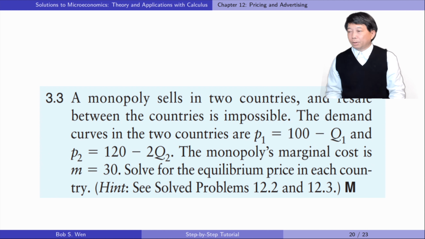Let's find answers to exercise 3.3. A monopoly sells in two countries, and resale between the countries is impossible. The demand curves in the two countries are as follows. The monopoly's marginal cost is 30. Solve for the equilibrium price in each country.